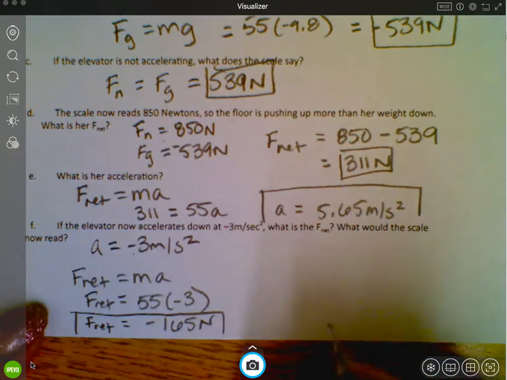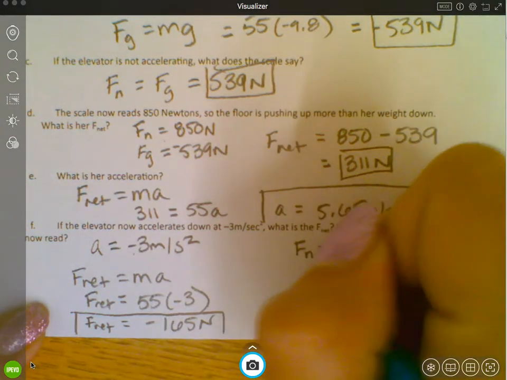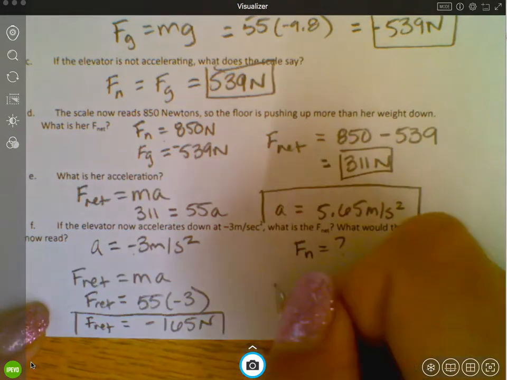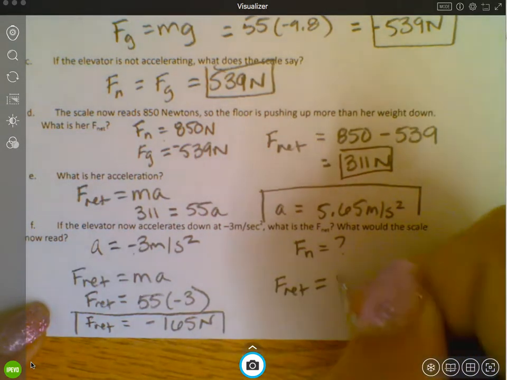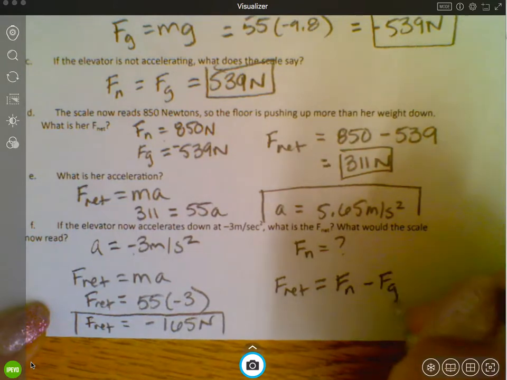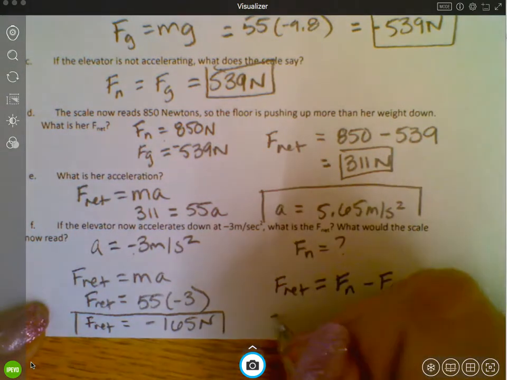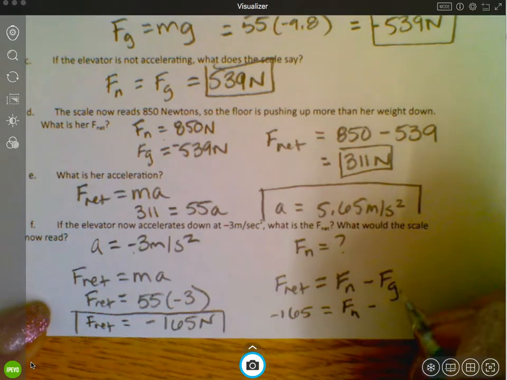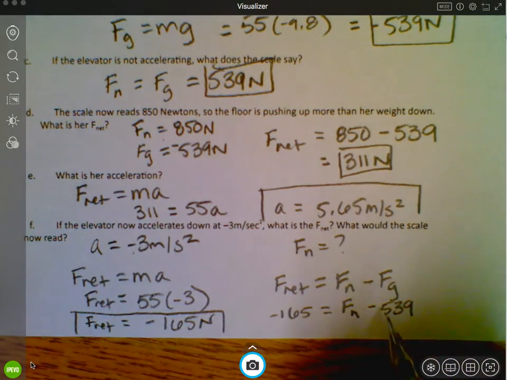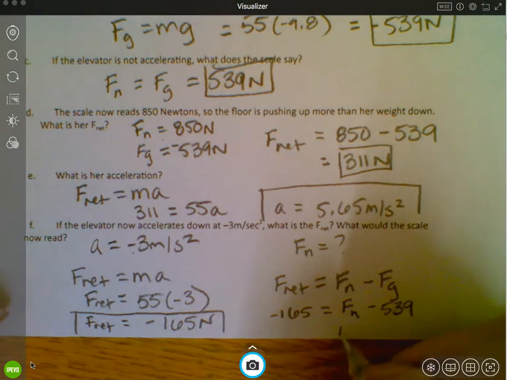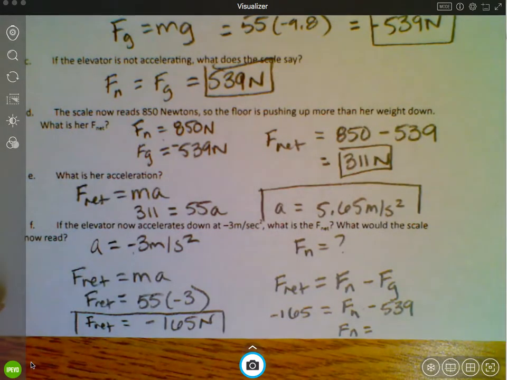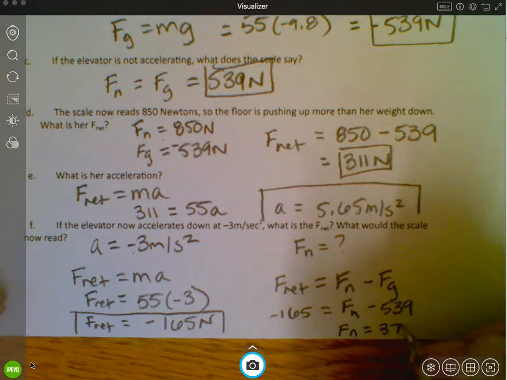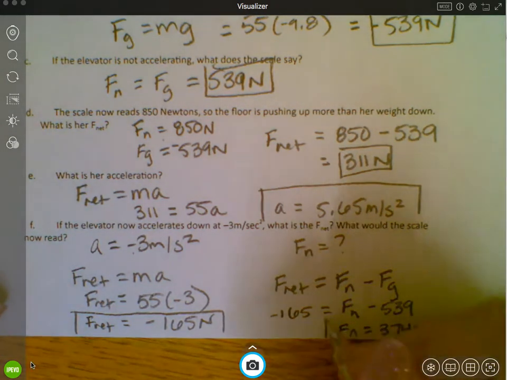What would the scale now read? They're asking us for Fn. We know that F net equals positives minus negatives. We know that F net is -165. We're looking for normal force. And we know gravity is 539, we found it before. So all we do is add 539 to the other side, and we get 374.